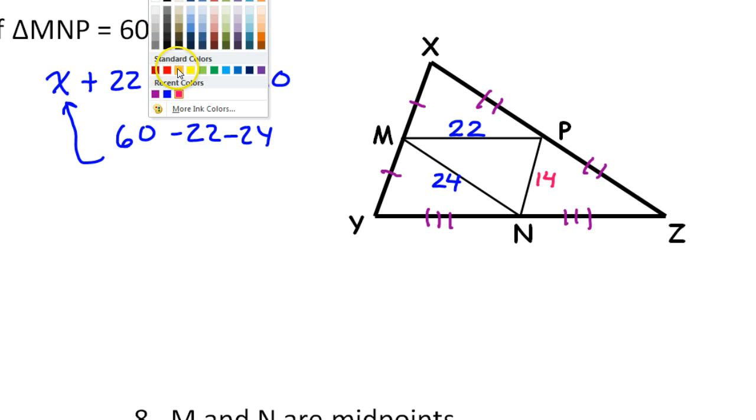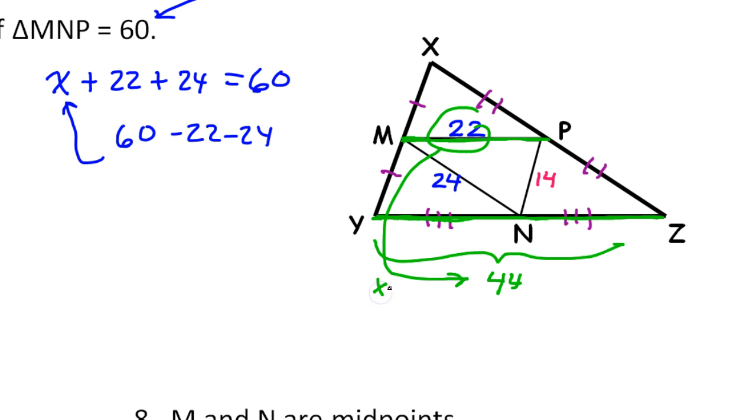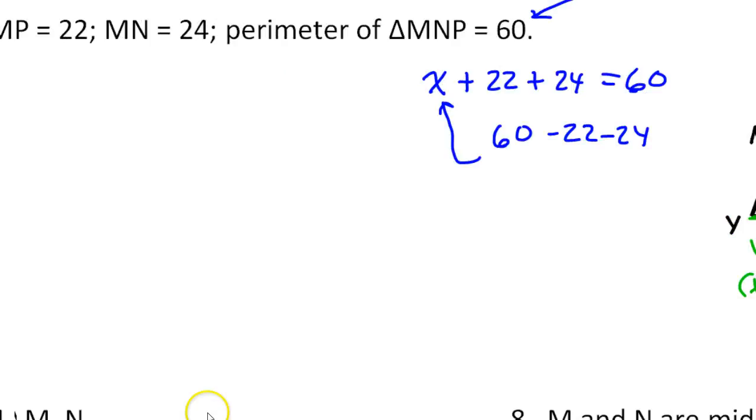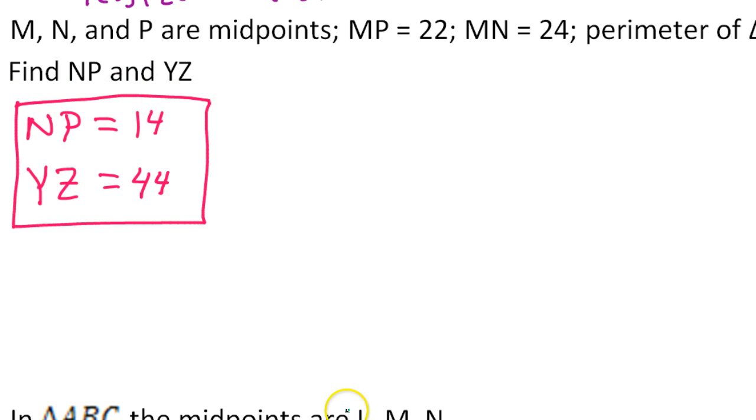YZ. So, the way these mid-segments work, when you connect midpoints like this, it's called a mid-segment. So, MP is a mid-segment. That mid-segment is parallel to this side of the triangle. A mid-segment is always going to be parallel to the third side, and it turns out that the mid-segment is half the length of the third side. So if this is 22, then YZ here is going to be 44. It's coming from the 22, and we are just doubling it. So those are the answers to number 6.